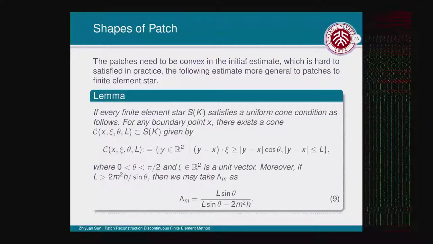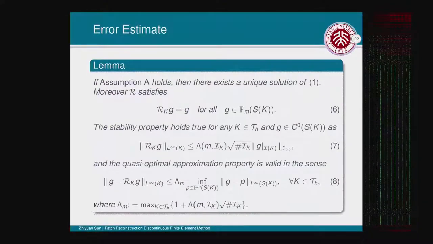So the constant can be controlled by the property of the cone contained in the element patch. And if the constant is controlled, we have some properties for the interpolation operators. First is the reproduction property: if your operator acts on a polynomial of order m, then you get the same polynomial back. The m-order polynomial is invariant under the operator, and the stability property is straightforward.